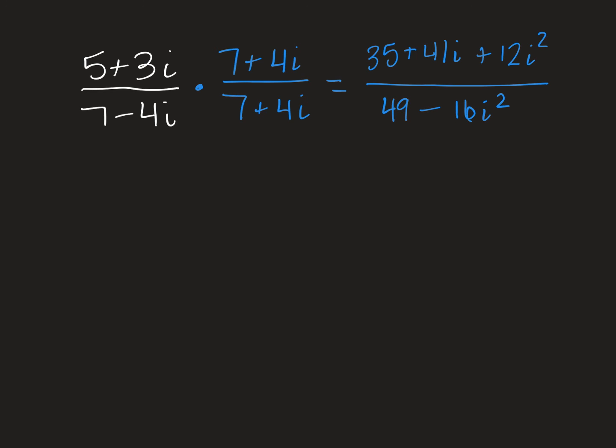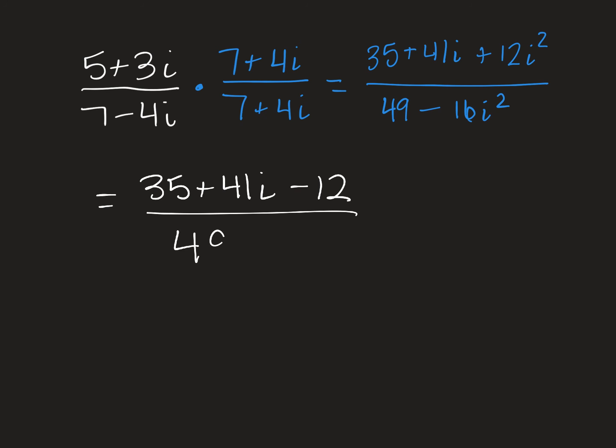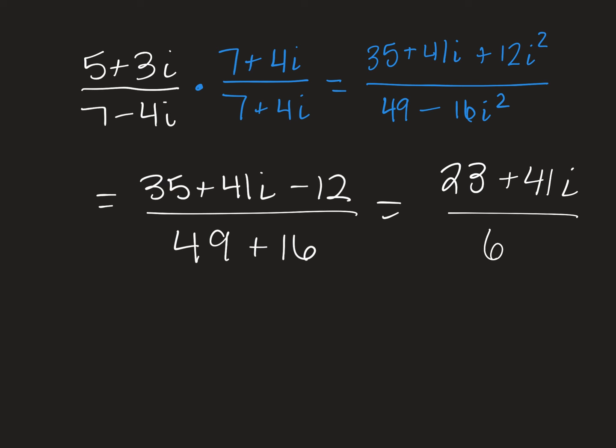Right, so again, the reason we end up with just this on the bottom, because you do 7 times 7, 49. You're going to get a plus 28i, a minus 28i. Those will cancel out, and then we get the minus 16i squared at the end. So then, just like we did before, we're going to make these i squareds into negative ones. So that's going to give us minus 12, and then 49 plus 16 on the bottom. So then that will make our final answer 23 plus 41i over 65.